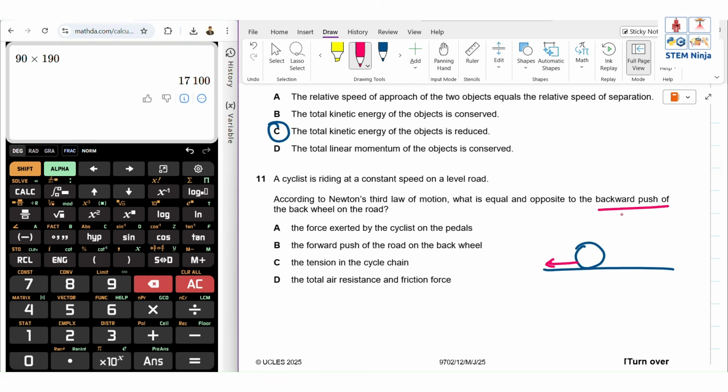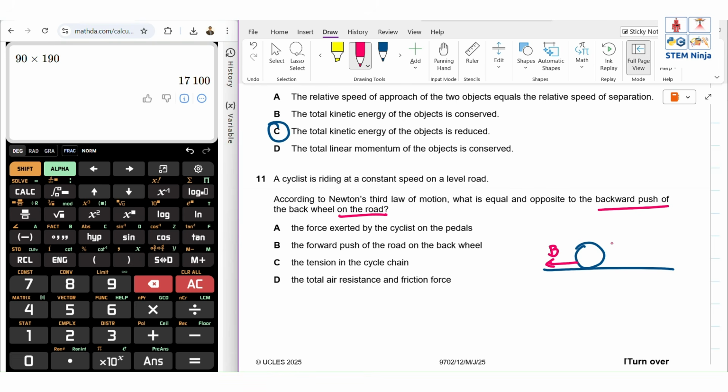What is the opposite to backward push of the back wheel? So this is the backward push. Let's call it B for now. This is, as the word suggests, on the road. The Newton's third law pair would be on the wheel because these pair of forces act on different bodies.